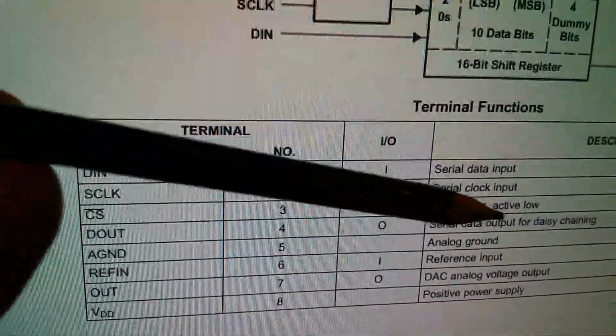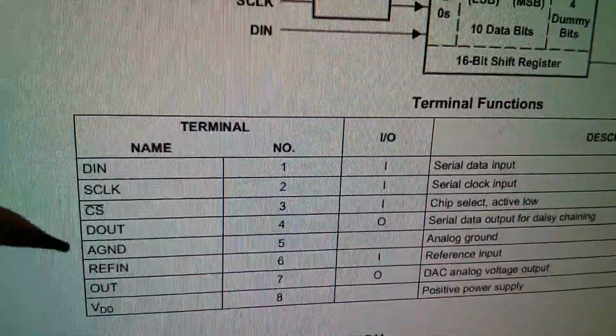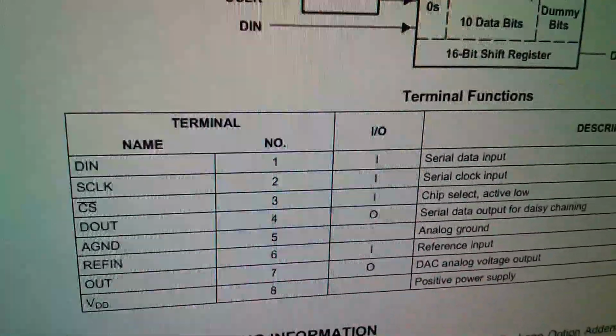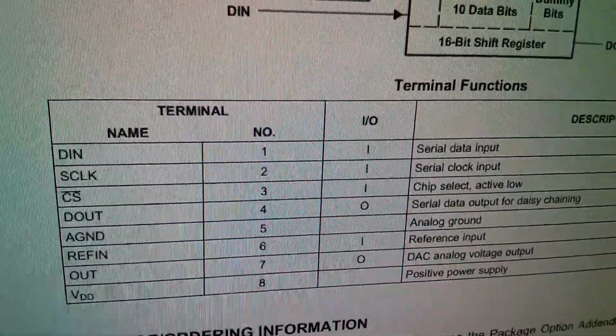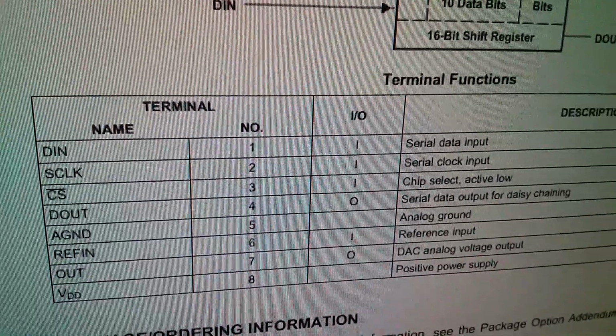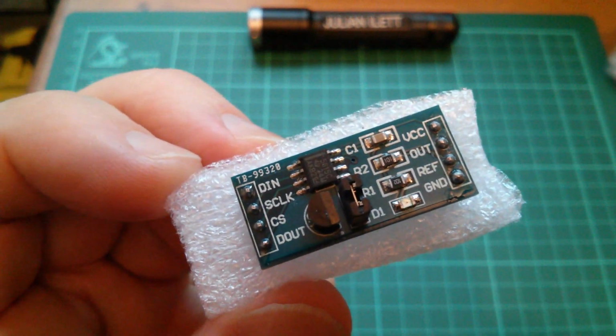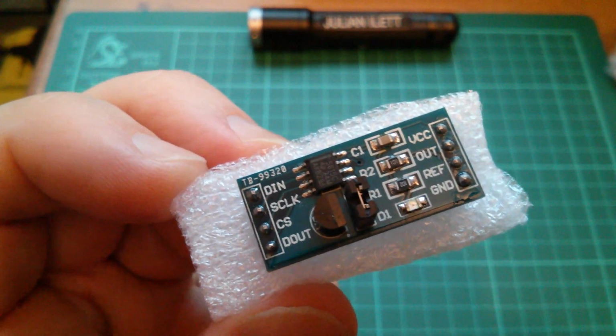There's a digital out for daisy chaining, and then analog ground references and things like that. So this is essentially SPI. It's a sort of serial. This is not I2C. So possible uses for this. Well, I did think it might be fun to do some audio experiments.